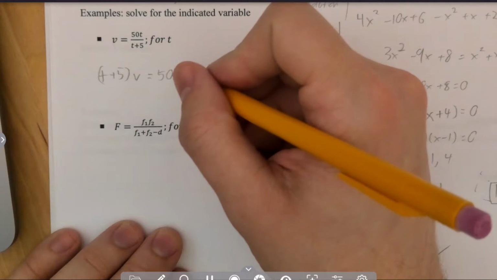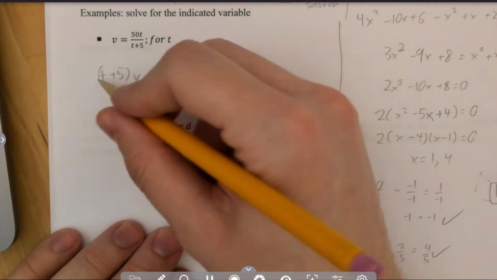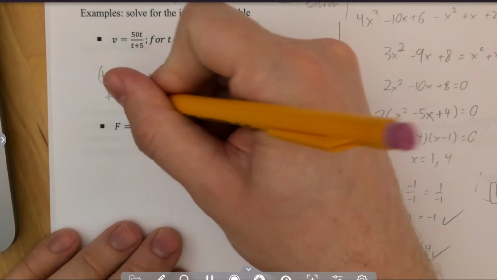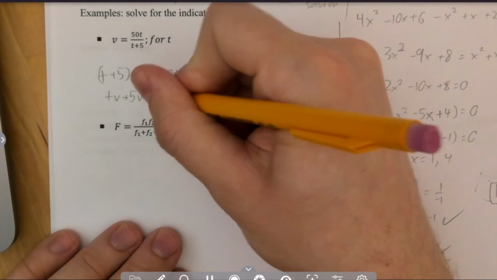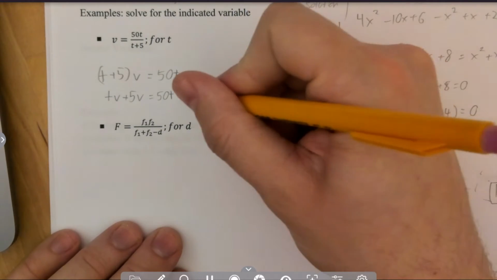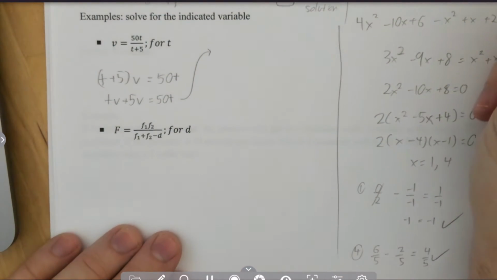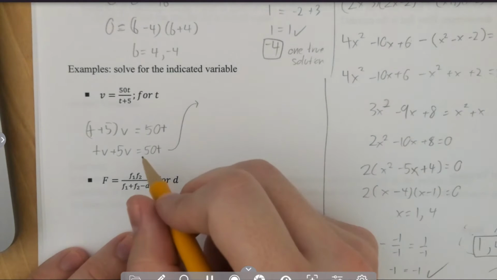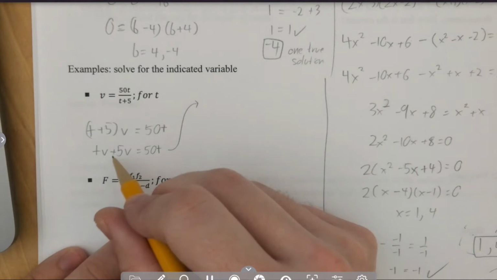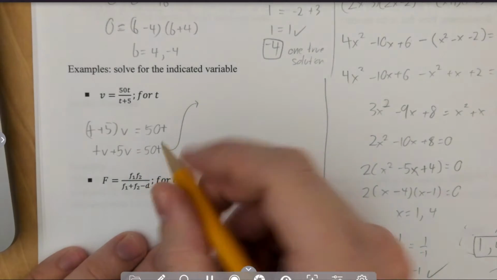Okay, so now this t is living inside of a parentheses, and we want to free it from the parentheses, so let's distribute what we have here. So we have tv plus 5v equals 50t. And now I am going to start solving for t. Here's the way I'm going to do that. I'm going to subtract 50t from this side, and I'm going to subtract 5v from the other side.